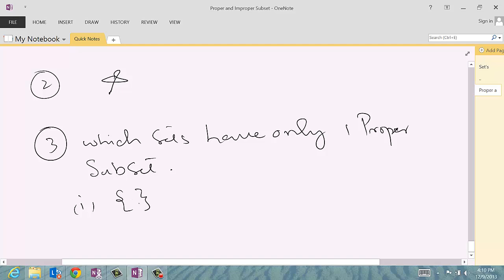So let's take about 1. Okay. 3, 4, and 1, 2, 3. Try some of these. Which sets have only one proper subset? Is your answer going to be this one, or this one?